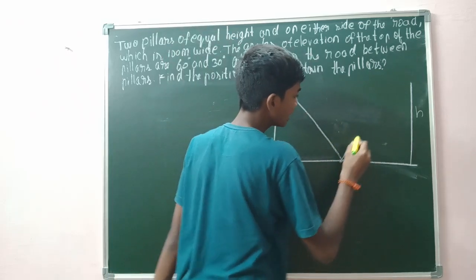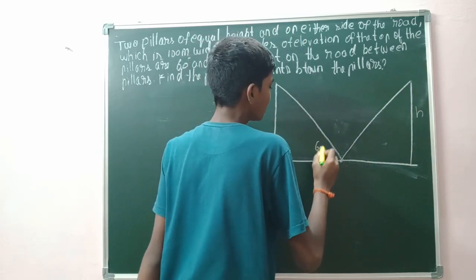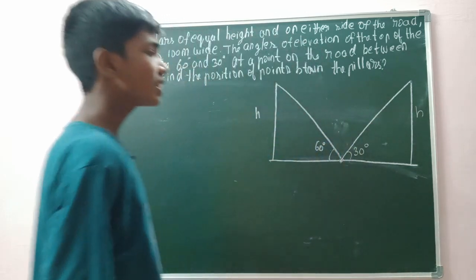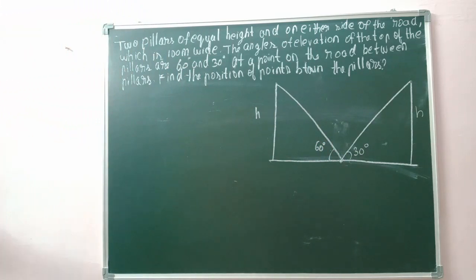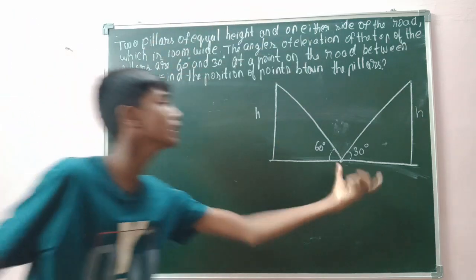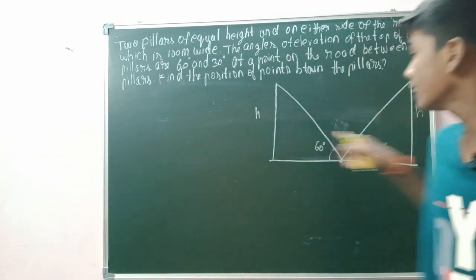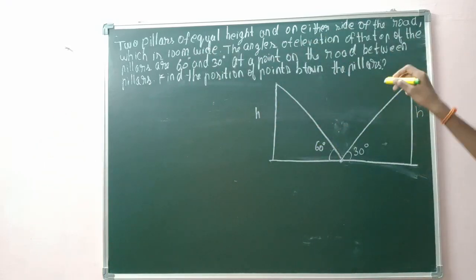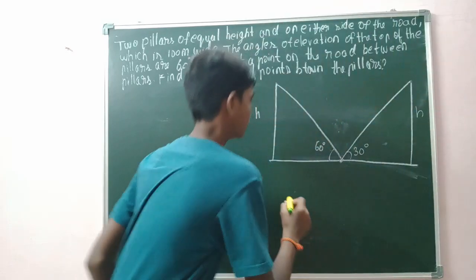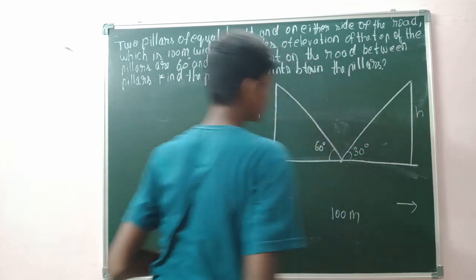So now let me draw the lines to indicate the angles of elevation for each pillar. It is given that the angle of elevation for this particular line is 60 degree and the angle of elevation for this particular line is 30 degree. That is what is given in the question. The angles of elevation of the top of the pillars are 60 degree and 30 degree at a point on the road between the pillars. And also it is given that the road is 100 meter wide. So that means the total length is 100 meter. Correct or not? The total length is 100 meter.